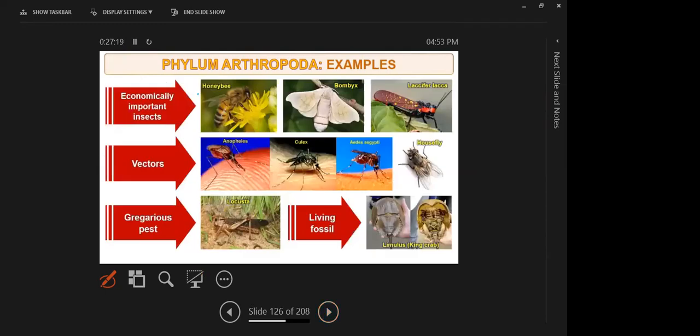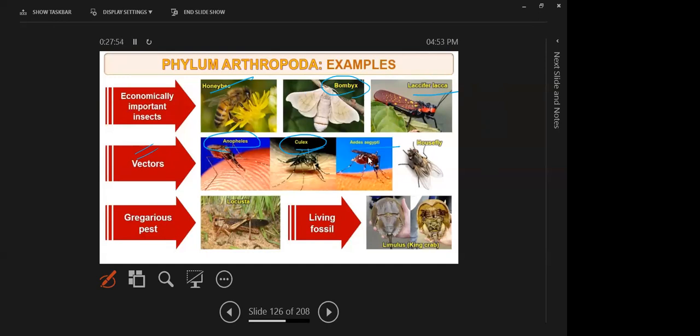So you have economic importance. Honeybee gives honey, helps in pollination. Bombyx mori, Laccifer lacca. Have you seen the light illuminating Laccifer? Okay, so then Anopheles, they are vectors. Vectors means which carry. Female Anopheles carries the malarial parasite. Culex mosquito carries the Wuchereria pathogen. And Aedes mosquito carries a virus.